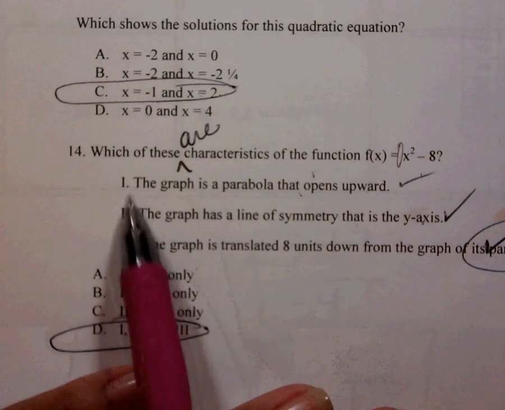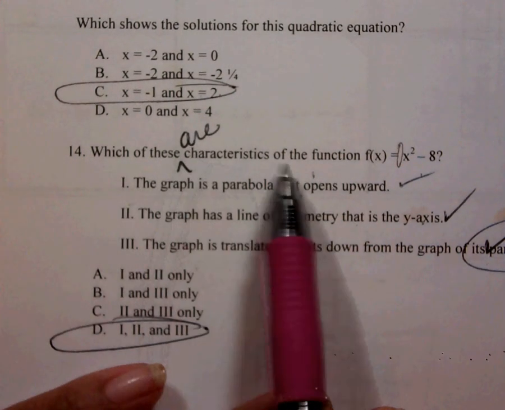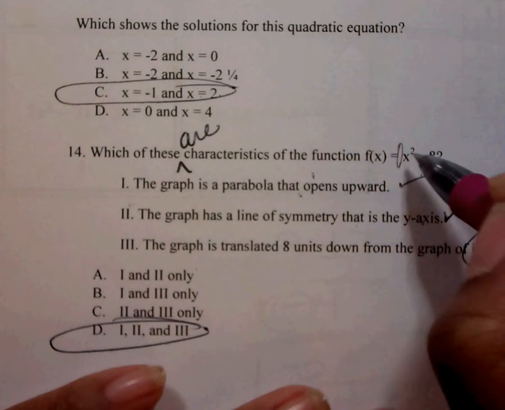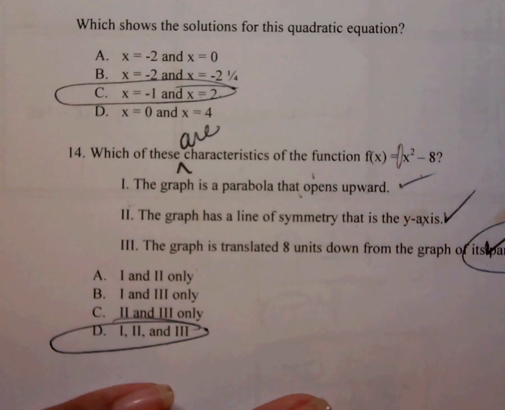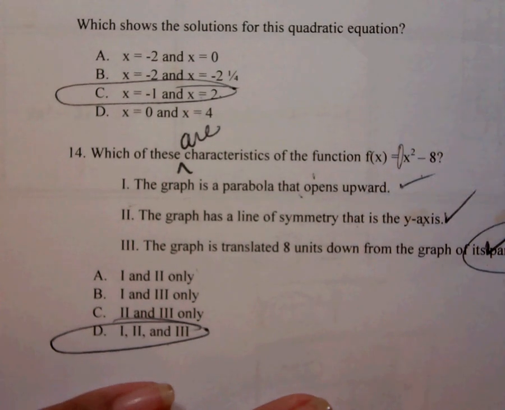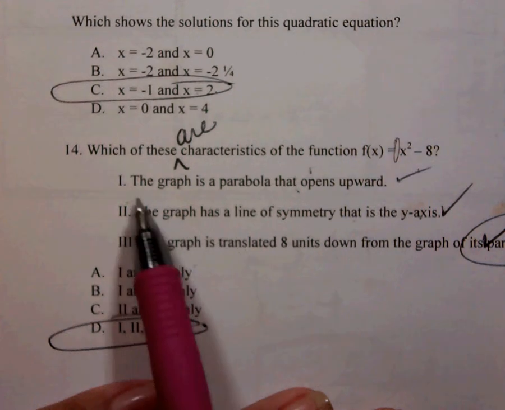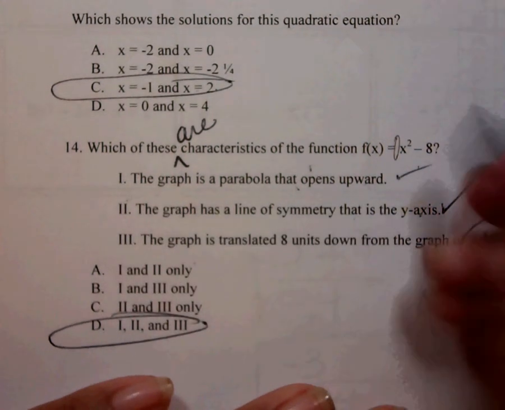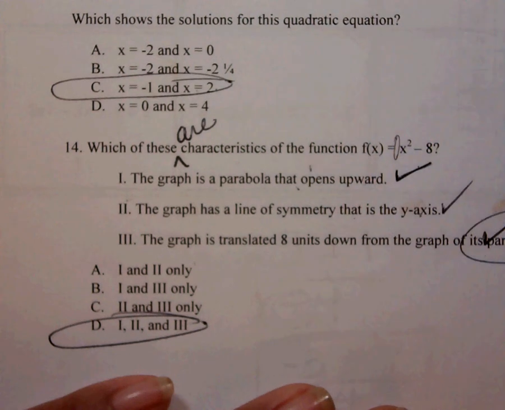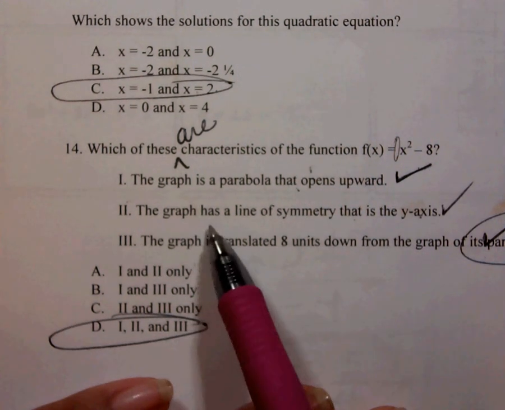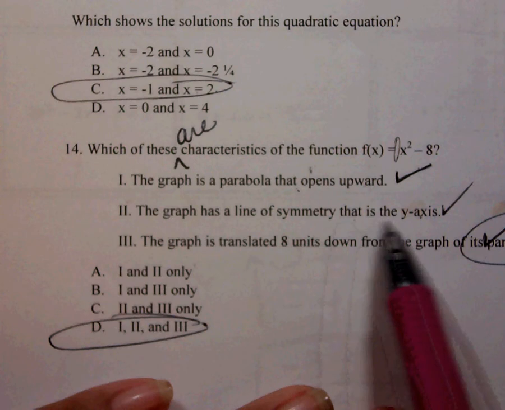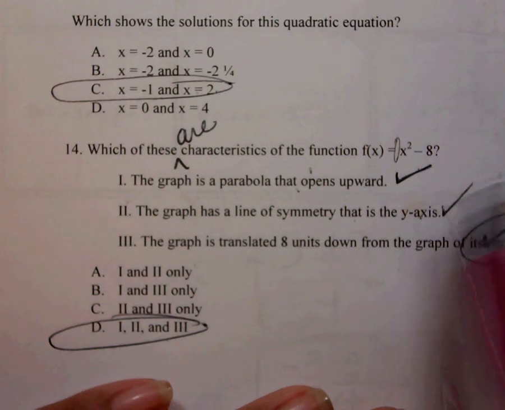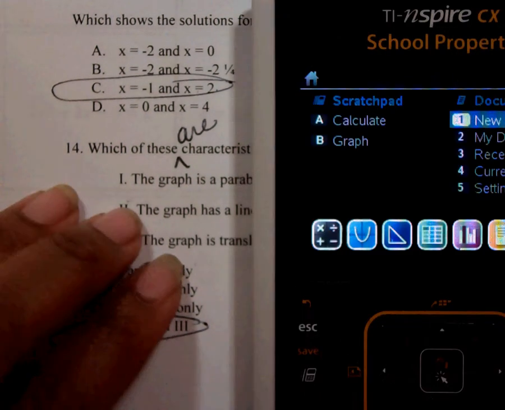On 14, which of these are characteristics of the function? Okay, I noticed that A is 1, and it's positive, so that means it's going to point up. And 1 says the graph of the parabola points up. So that's correct. This is a characteristic of that equation. The graph has a line of symmetry that is the y-axis. So let's graph it and see.